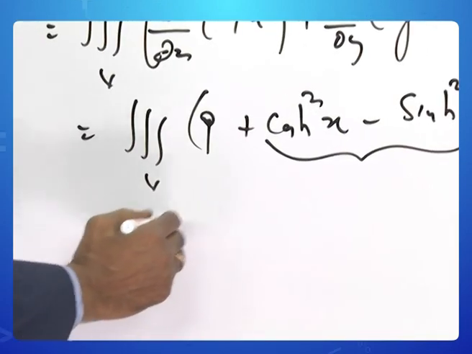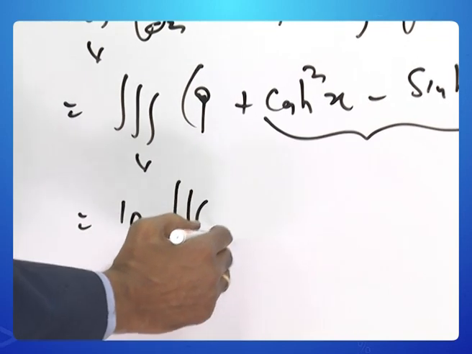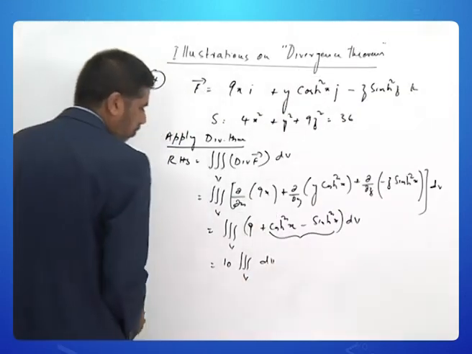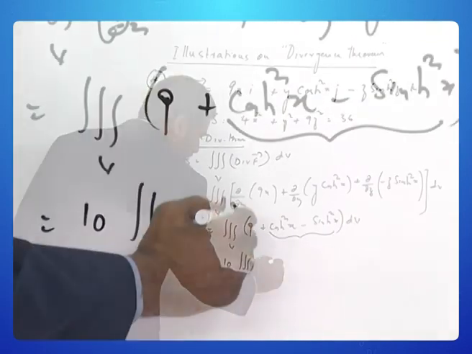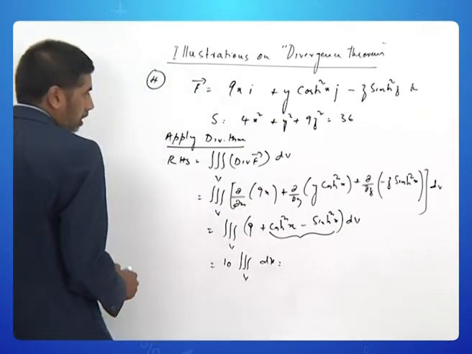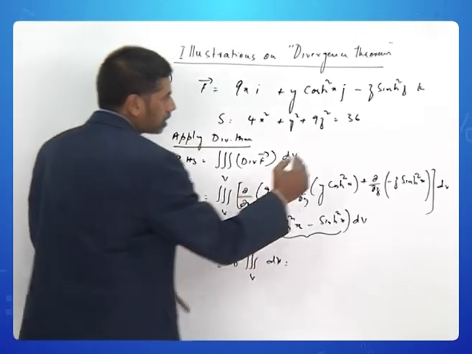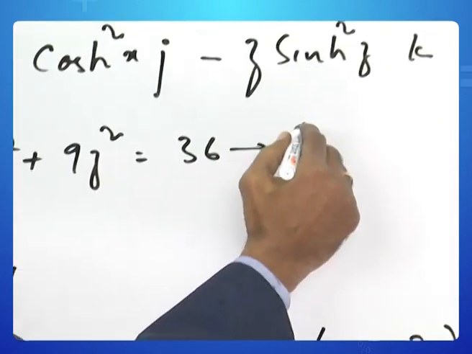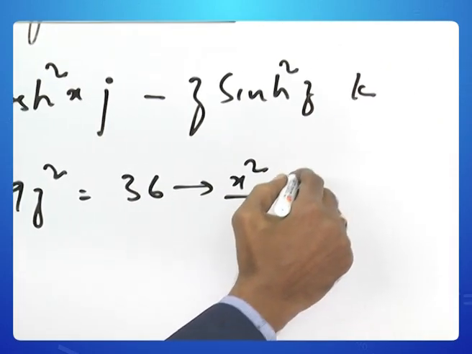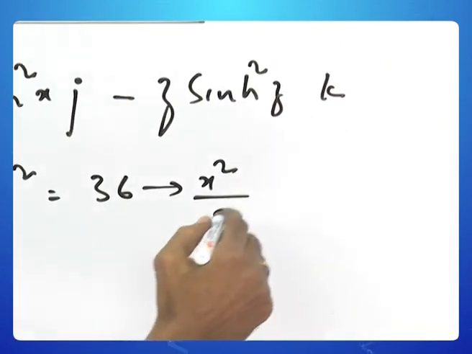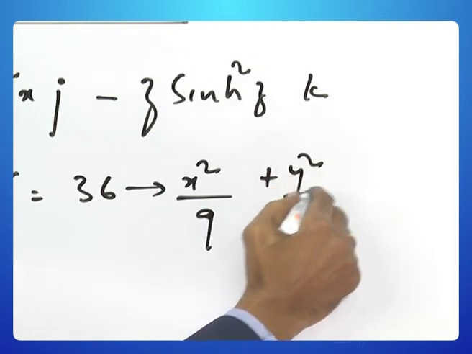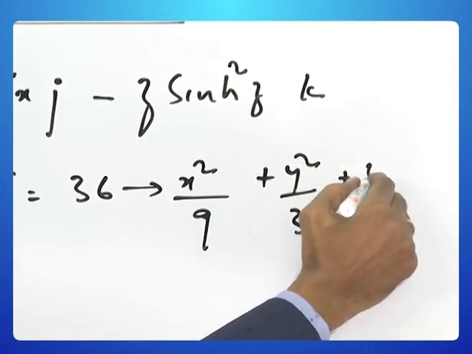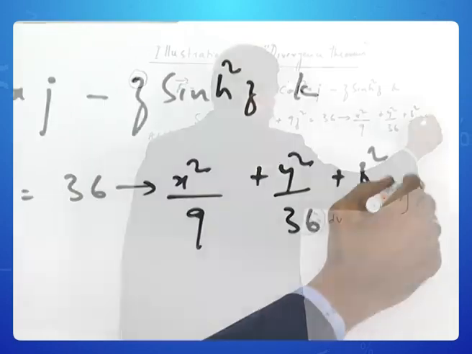So this is 10 times the volume of the ellipsoid. And let us look at this ellipsoid. This can be written as x square by 9 plus y square by 36 plus z square by 4 is equal to 1.